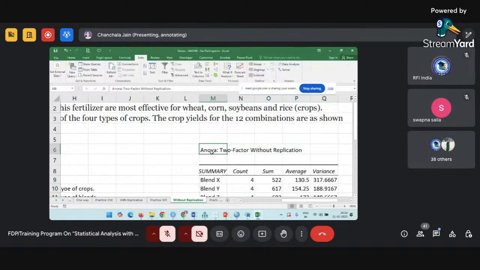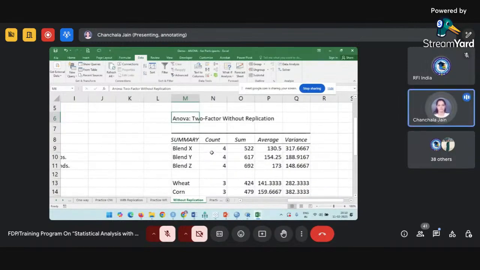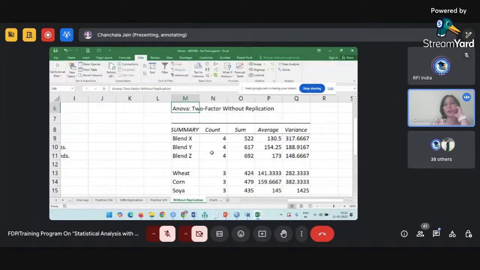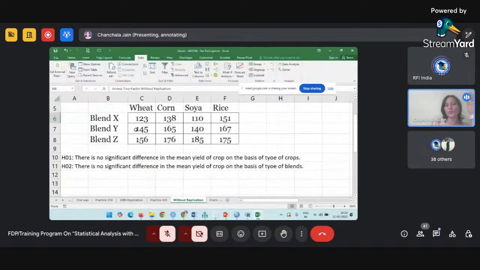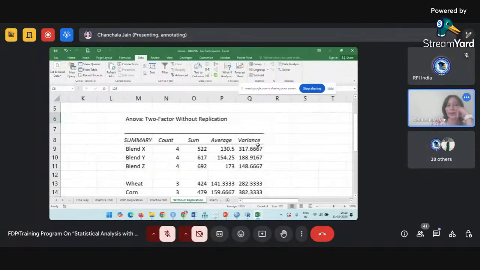Done. Now you can see the summary table. This table shows the three different blends, X, Y, and Z. Per blend, you can see we have a total of four observations. For blend 1, 4. For blend 2, 4. For blend 3, 4. Right?